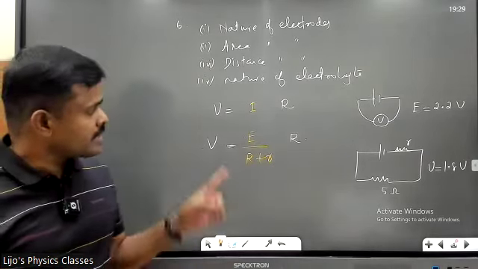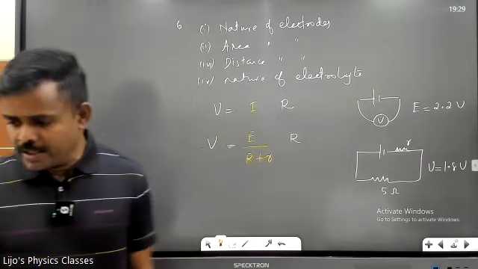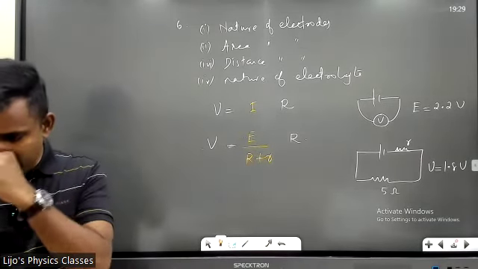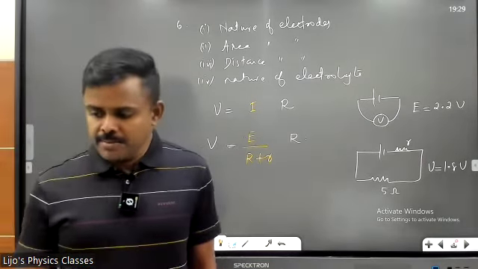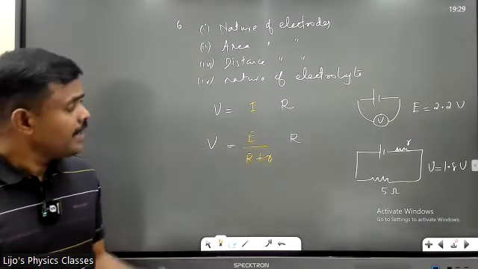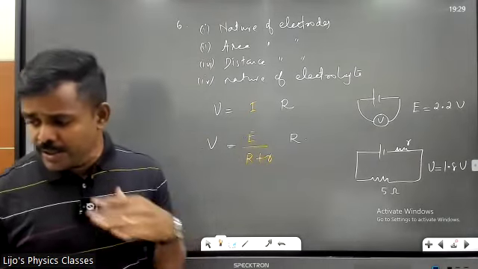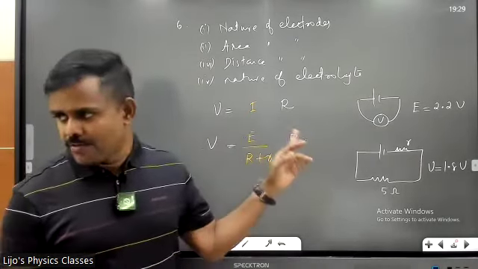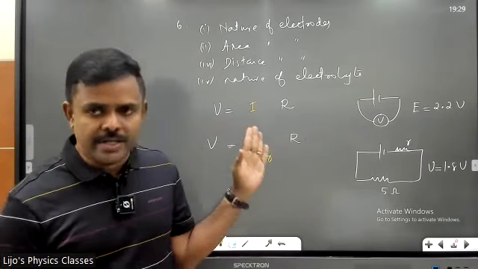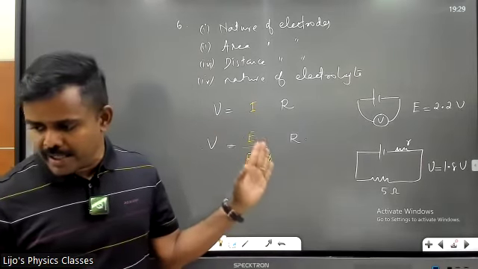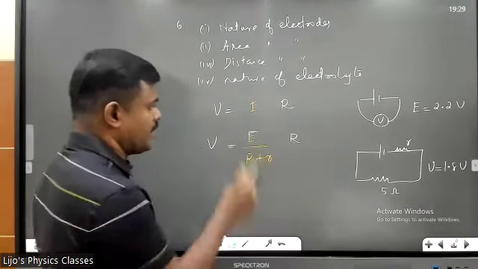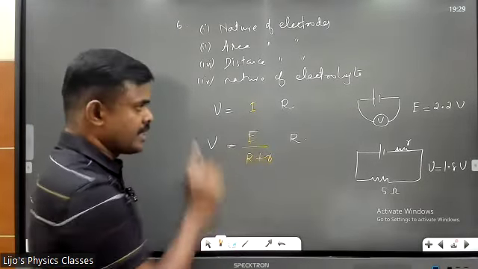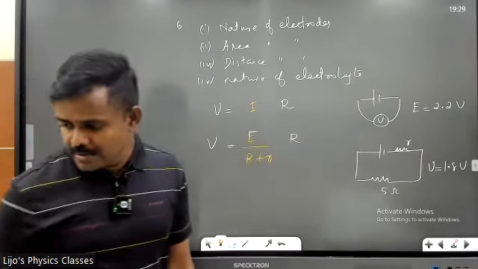All right, so write this. V is equal to I into R. Terminal potential difference is given by V is equal to I into R: voltage is equal to current into resistance. If you didn't understand, I need to help you, that's why I'm asking.